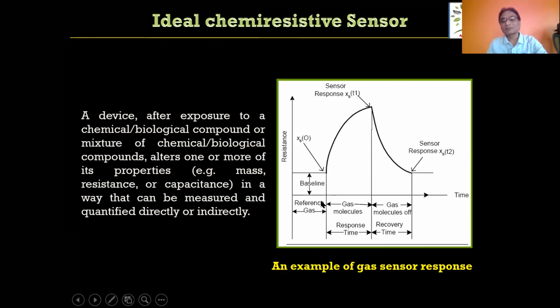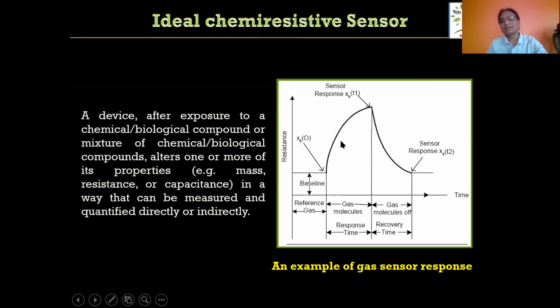Once you get a stable resistance like this, you can expose your material at this point of time, let us say after 30 seconds, 1 minute, 2 minutes, 3 minutes, to the desired gas, let us say 10 ppm of carbon monoxide. Once I start exposing my material to 10 ppm of carbon monoxide, the resistance is going to either increase or decrease.